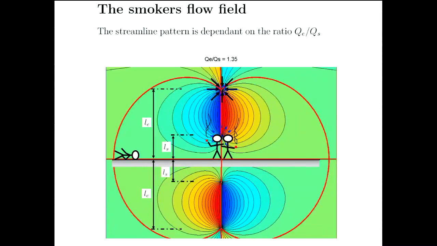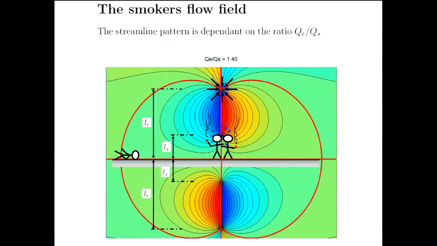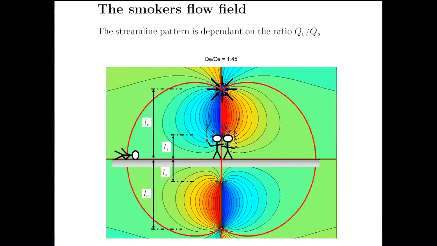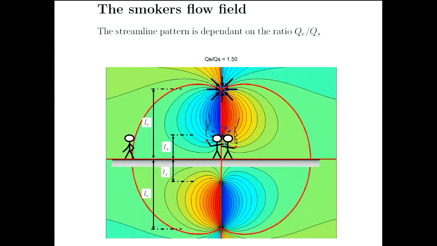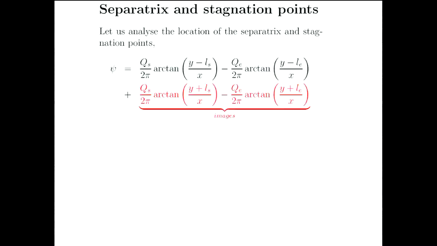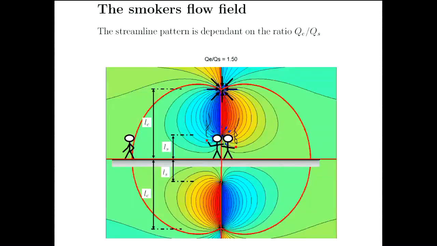Okay, and it affects the stagnation points along my x-axis. As you can see, it's becoming smaller and smaller, and I can then find the optimum QE over QS ratio, which will ensure that the bystander does not get smoked. Okay, everyone follow so far?